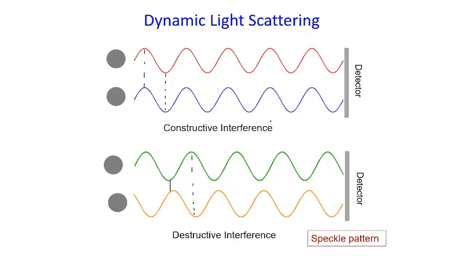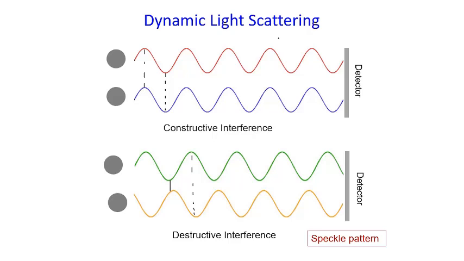So because of that, the intensity which is being received at the detector will fluctuate, right? As opposed to the static condition where the intensity remains constant. So this intensity fluctuation is what is actually recorded by this technique in order to derive the particle size by deriving the translational diffusion coefficient.